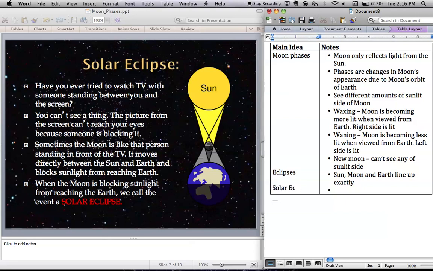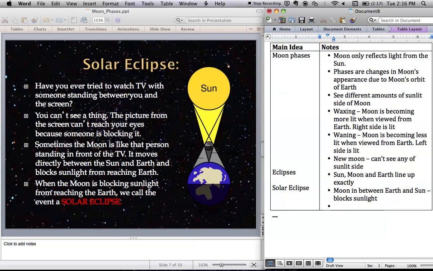And this occurs when the moon gets in between the Earth and the sun, and it blocks sunlight. All right? Think about if someone is standing between you and the TV screen, they're blocking some of the screen, right? It's just like that. The moon is in between the sun and the earth, and it's blocking some of the sunlight. Now, as you can see in this diagram, there are some parts where the moon blocks all the sunlight, this little triangle here, and other parts where it only blocks some of the sunlight.